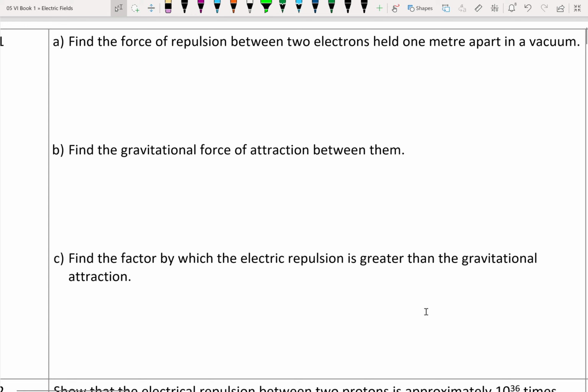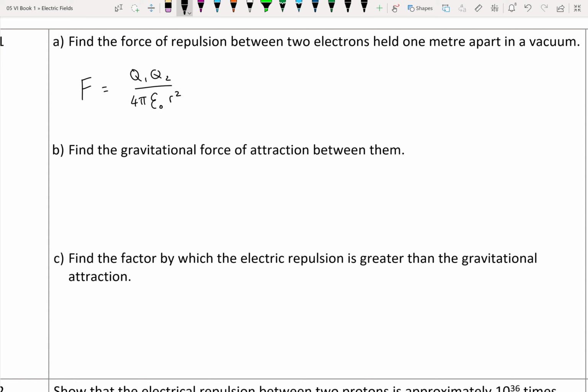Question 1 says, find the force of repulsion between two electrons held 1 meter apart in a vacuum. So to do this, we're going to use the equation that the force is Q1 Q2 over 4 pi epsilon naught r squared. There's 2 electrons, so on the top we need the charge of the electron, which is 1.6 times 10 to the minus 19. That's one of the 2.